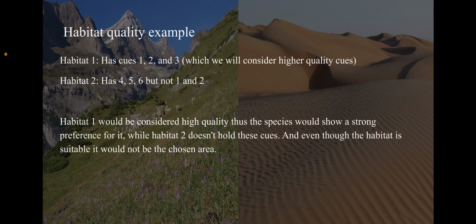During this week we learned about habitat quality. An example we have is we're going to use just basically numbers, which is habitat 1. It has the cues 1, 2, and 3, which we will consider higher quality cues, while habitat 2 has 4, 5, and 6, and not 1 and 2. In this case, habitat 1 would be considered high quality, thus the species would show a strong preference for it, while habitat 2 doesn't hold the cues, and even though the habitat is suitable, it would not be the chosen area.